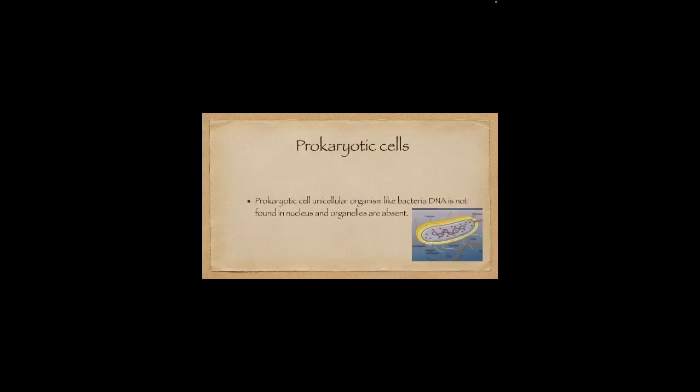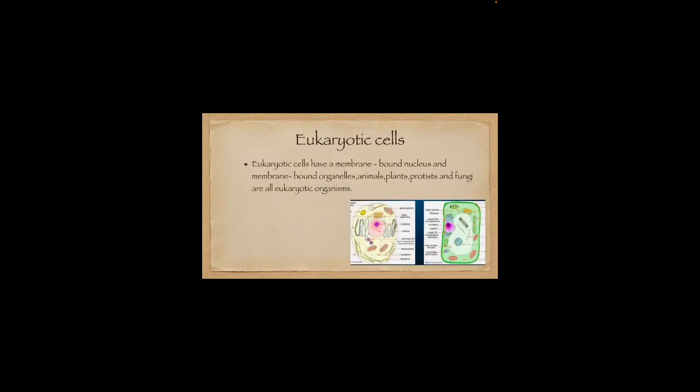A prokaryotic cell is a unicellular organism like a bacterium. DNA is not found in a nucleus and organelles are absent. Eukaryotic cells have a membrane-bound nucleus and membrane-bound organelles. Animals, plants, protists, and fungi are all eukaryotic organisms.